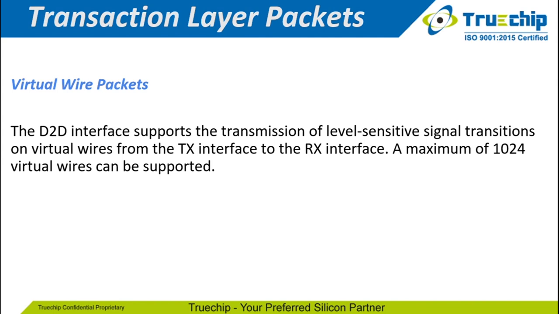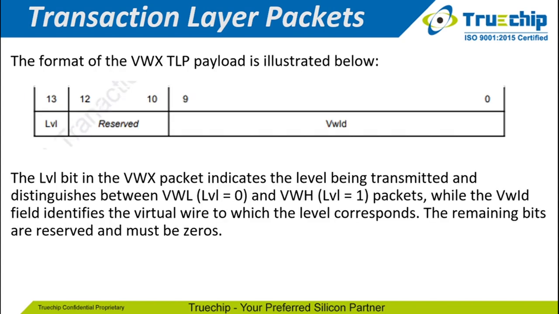So this is the virtual wire packets. The die-to-die interface supports the transmission of level sensitive signal transitions on virtual wires from the TX interface to the RX interface. A maximum of 1024 virtual wires can be supported. So here we can see the format of the virtual wire TLP payload. So here is the packet of 14 bits, where we can see the 10 bits are VWLD and the rest of the 3 bits after the 10 bits are reserved, and the last bit is level.